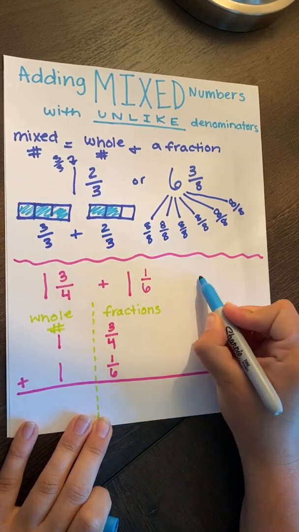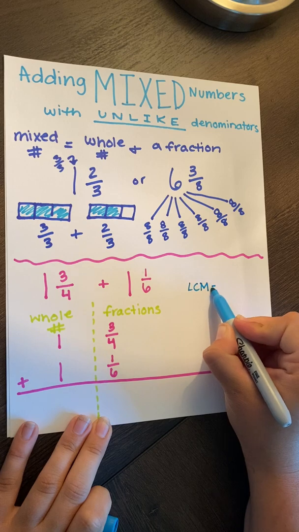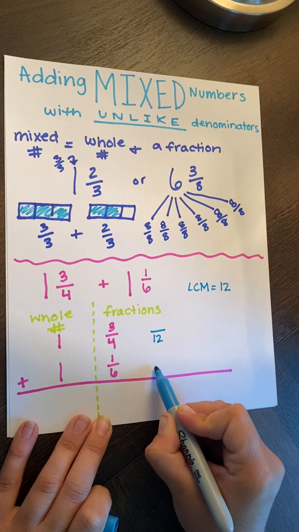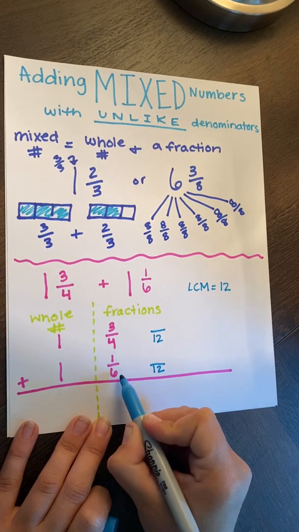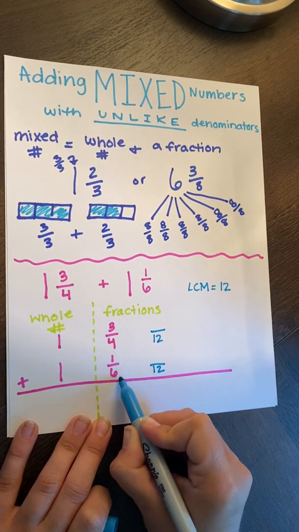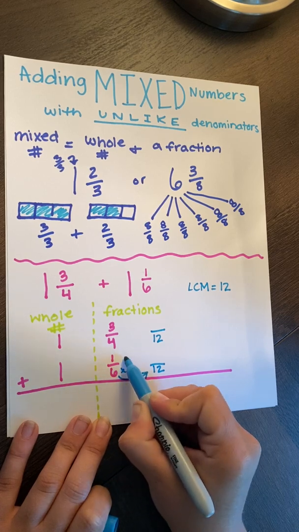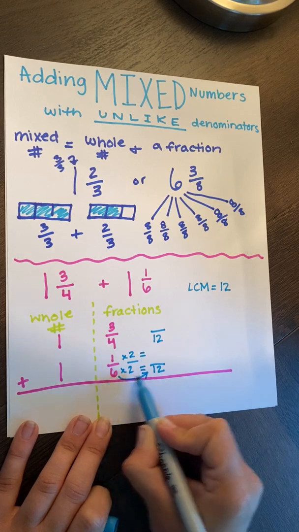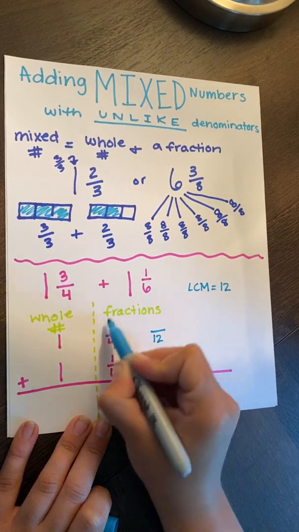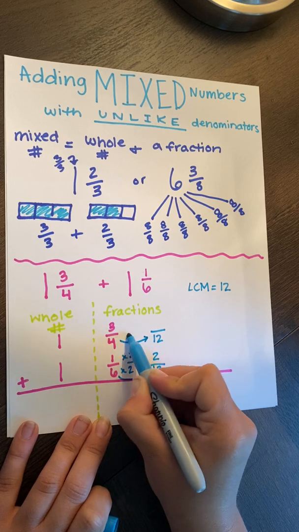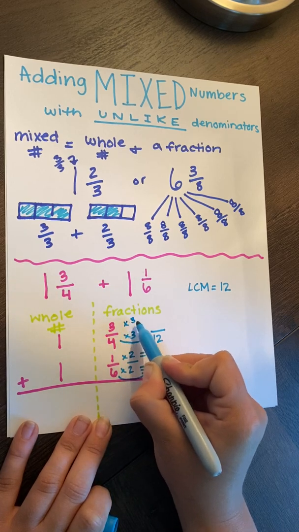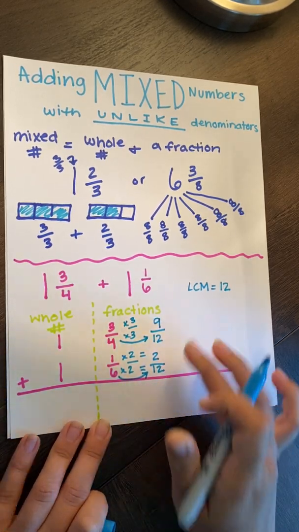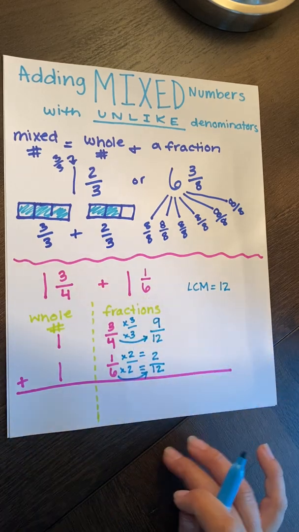You'd have to find that LCM, which is going to be 12 for this one. So I think, how does this become a 12 and this become a 12? 6 times what gives you 12? Times 2, right? And we know that means we need to multiply by 2/2 to make 1/6 become 2/12. I'm going to do the same up here. How does a 4 become a 12? Times 3. If that's multiplied by 3, so is the top. So we have 9/12 and 2/12. Now we can add these just like that.